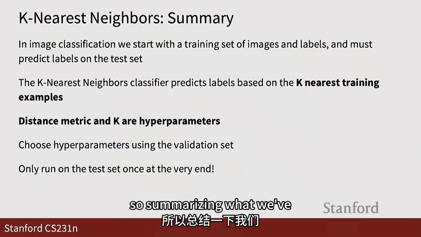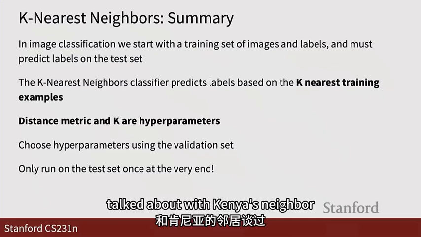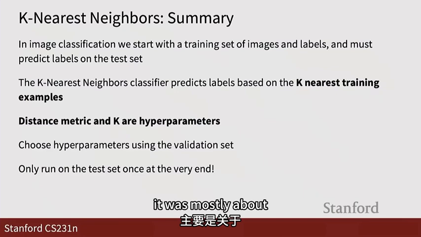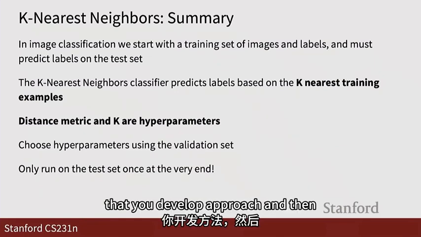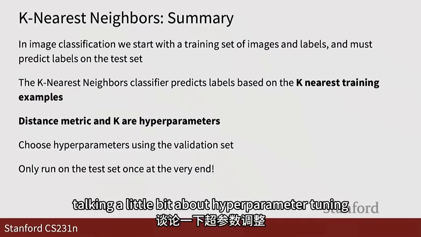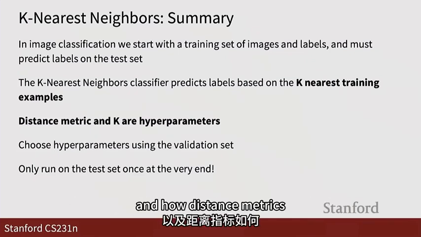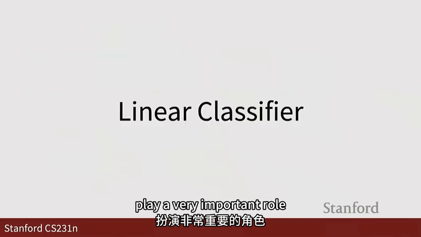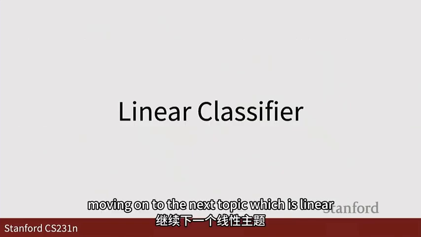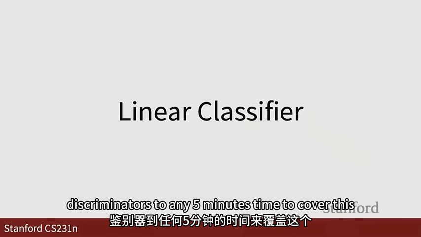Okay, so summarizing what we've talked about with k nearest neighbor, it was mostly about understanding the easiest algorithm, a data-driven approach, and then talking a little bit about hyperparameter tuning and how distance metrics and the value of k play a very important role. Moving on to the next topic, which is linear classifiers, we have 25 minutes to cover this.